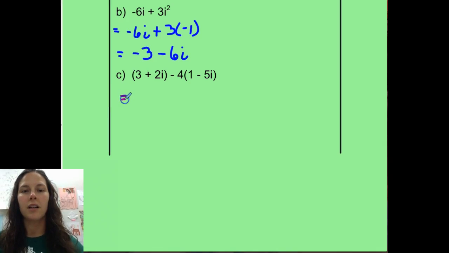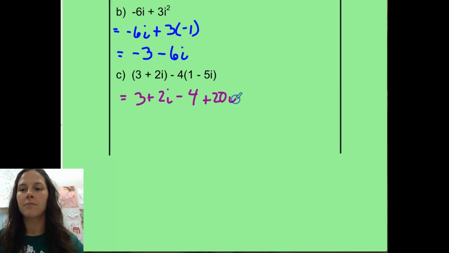Part C, distributing our negative 4. Make sure you multiply that by both pieces. And then combining our like terms, we get -1 plus 22i.